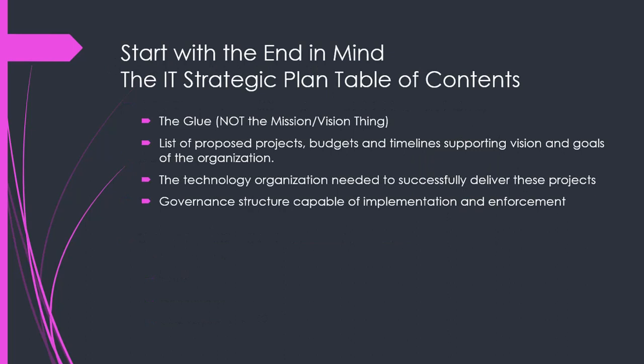So in coming up with the strategic plan, you always need to start with the end in mind. What is it that you want to achieve? Then you work from there, looking at where you are and trying to fill in the gap in between. So you need to look at your proposed projects, the budgets, the timelines, and see if all these things continue to support the overall vision of the organization, the overall vision of IT, as well as the goals of the organization.